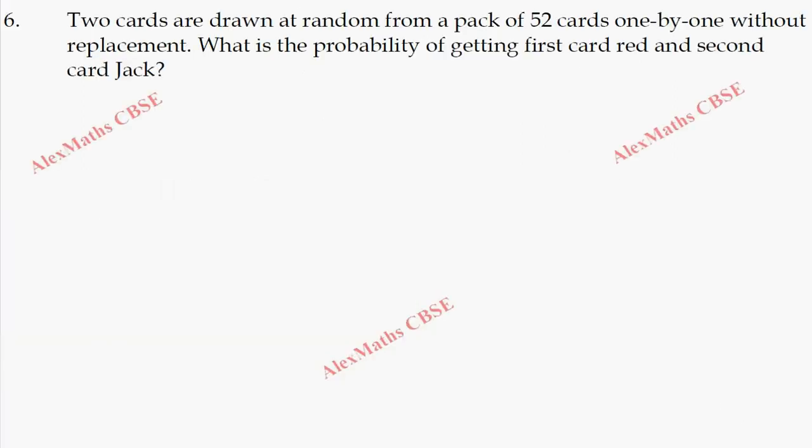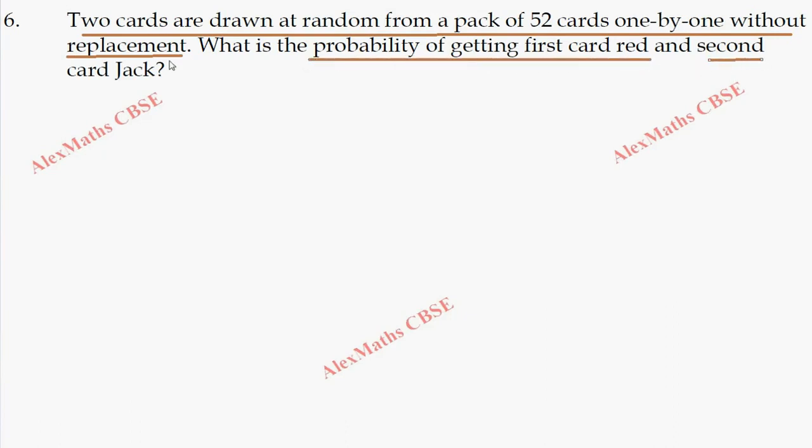Question number 6. 2 cards are drawn at random from a pack of 52 cards, one by one, without replacement. What is the probability of getting first card red and second card jack? Out of the 52 cards, we have spade, club, then heart, then diamond.